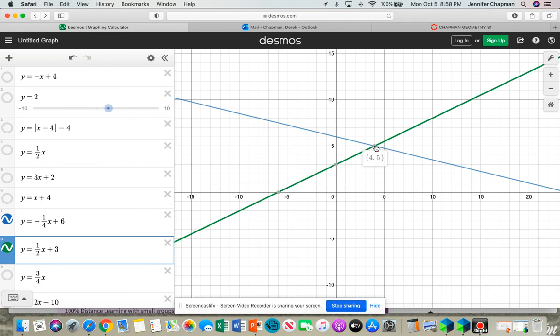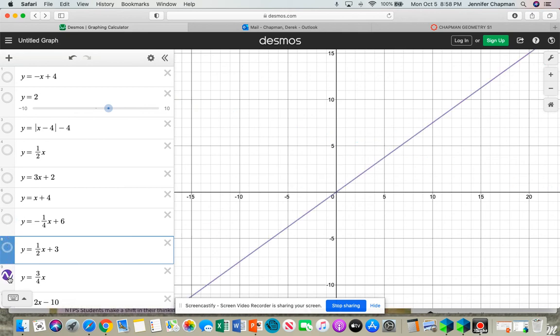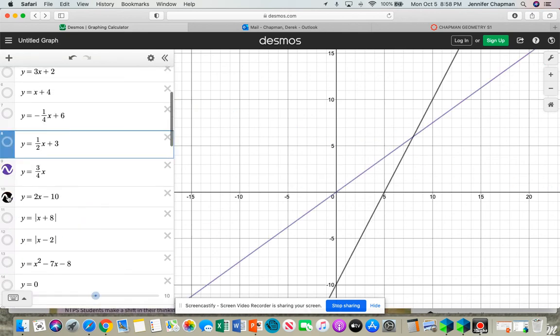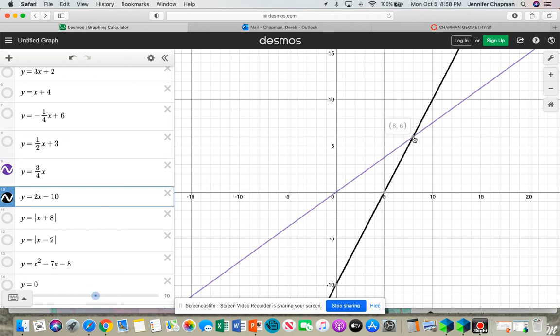Number 13, 3/4 x is the left side. 2x minus 10 is the right side. Both linear functions, so it looks like they only cross once. And it looks like that value where they cross is (8, 6), or x equals 8. However you want to write that, both of those are perfectly acceptable.